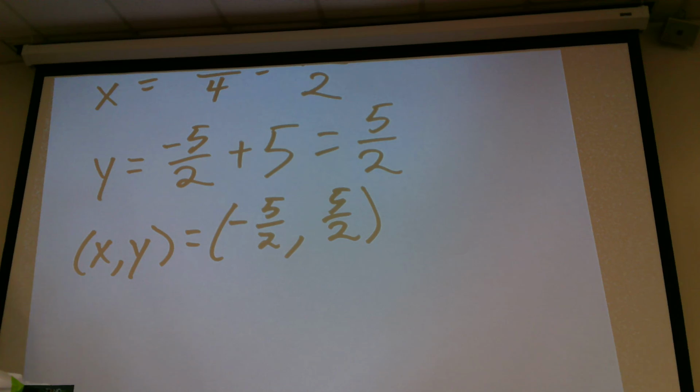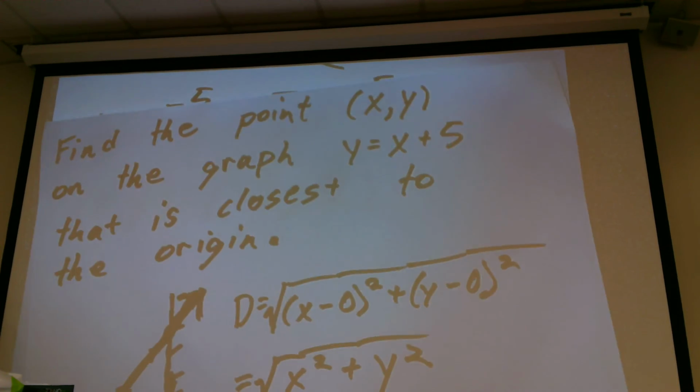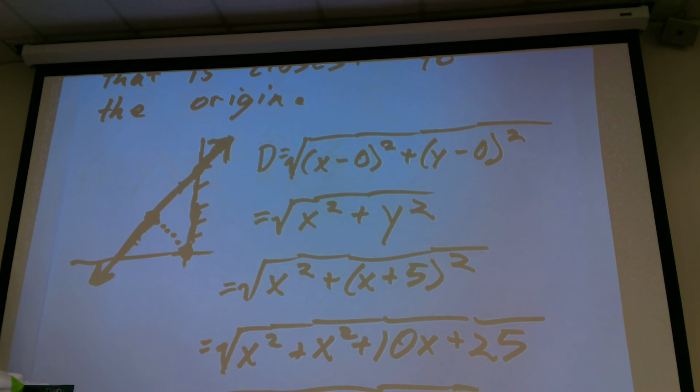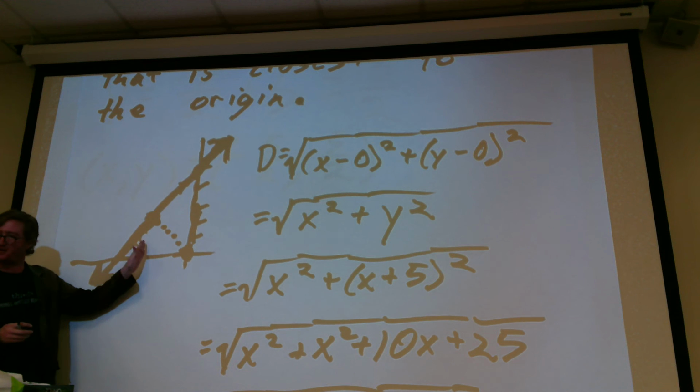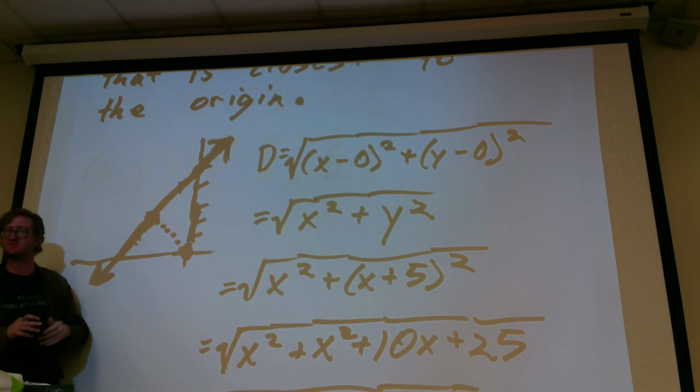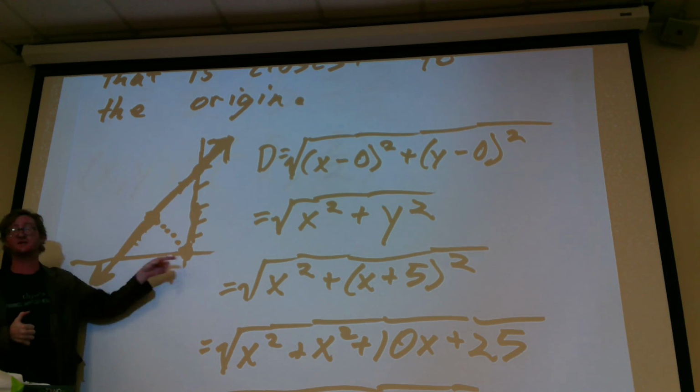And if you look at our graph, I'll just put it up there. It's x plus 5, down to the halfway mark right there. Yeah, the x value is negative 5/2 and the y value is 5/2. So that is the point on this graph that is closest to the origin.